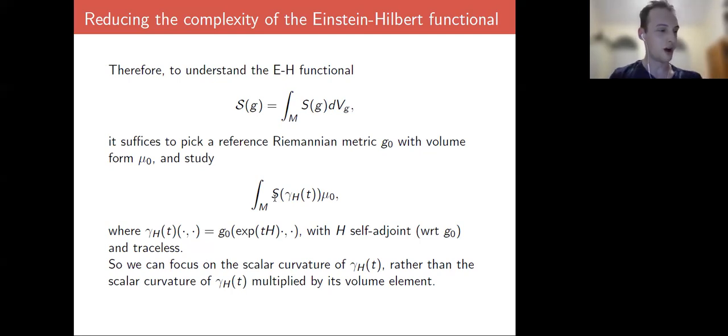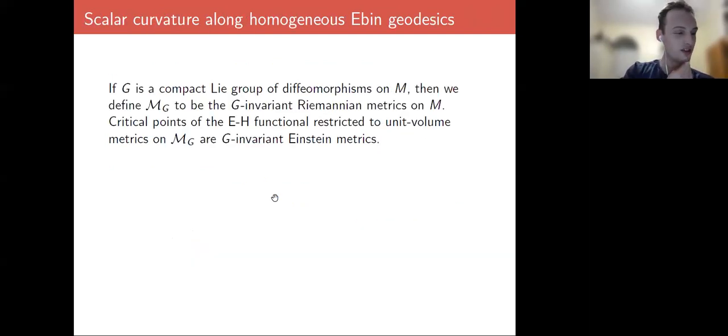Okay, with this in mind, these are basically all the things we get for free to start off with. So let's try and make a move towards actually getting a handle on what this scalar curvature functional looks like. As is quite traditional for these sorts of things, you start by imposing symmetries. So let's suppose that we've got a compact Lie group of diffeomorphisms acting smoothly on our compact manifold M. Then what we're going to do is look at Riemannian metrics on M that are invariant. We'll denote this with math cal G.